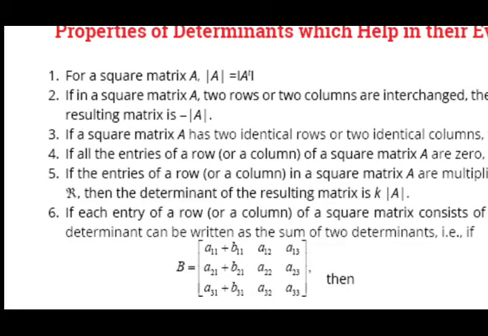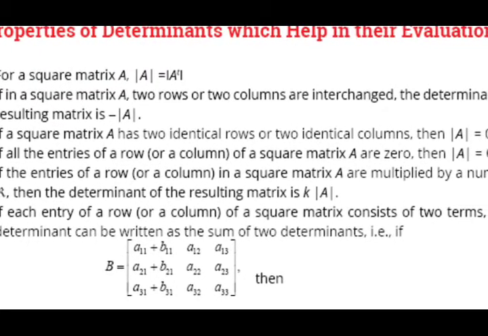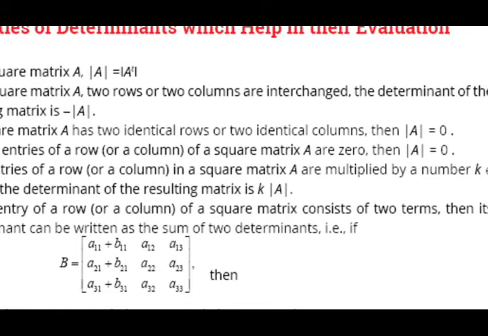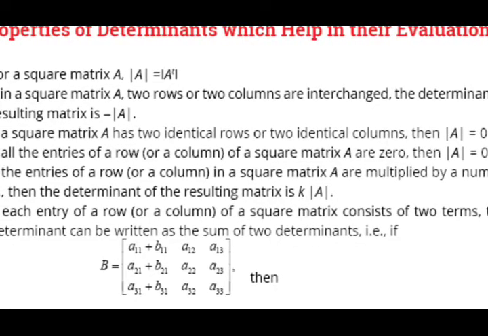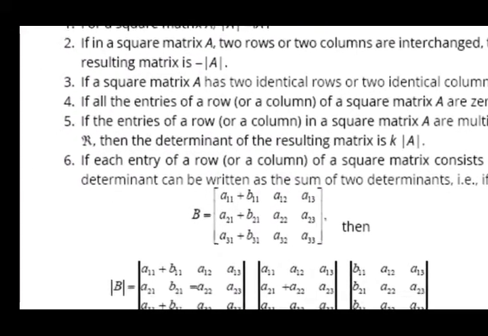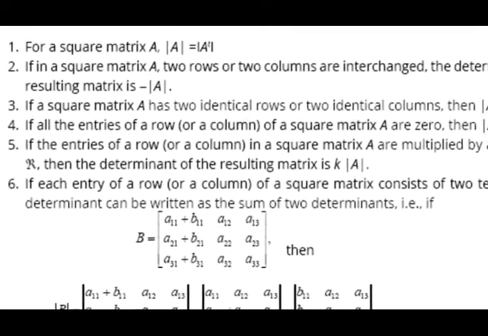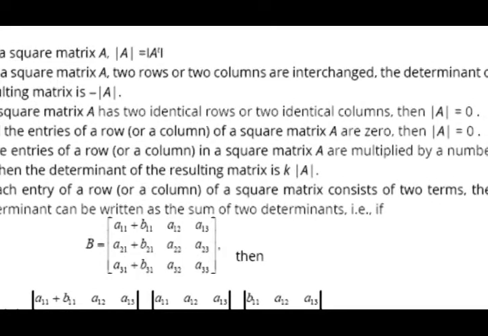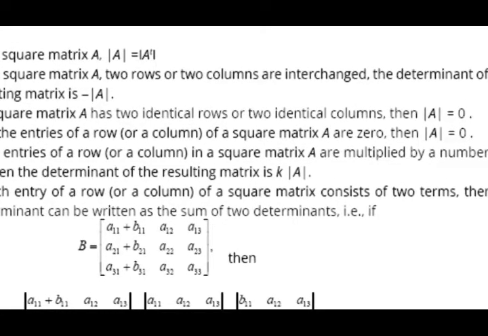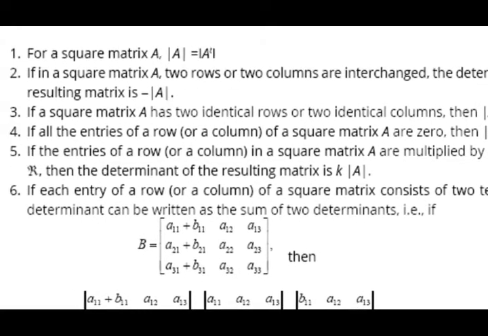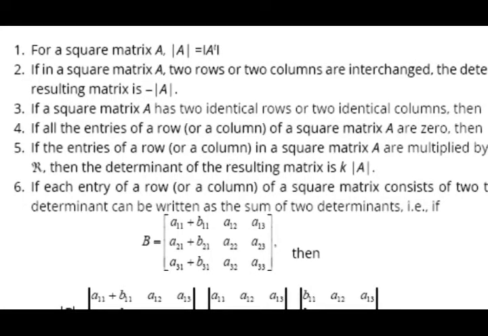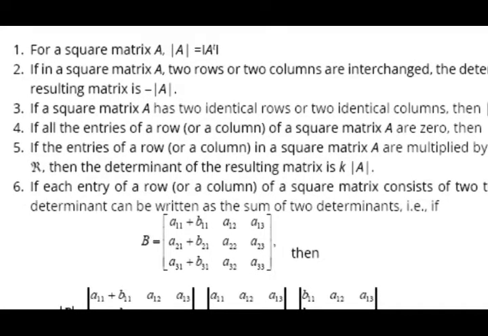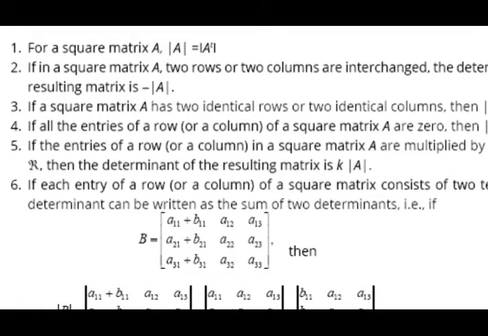If a square matrix A has 2 identical rows or 2 identical columns, then the determinant is 0. If in a determinant 2 rows or 2 columns are the same, then its determinant is 0. If all the entries of a row of a square matrix A are 0, then the determinant is 0. If all values of any row or any column are 0, then its determinant is 0.